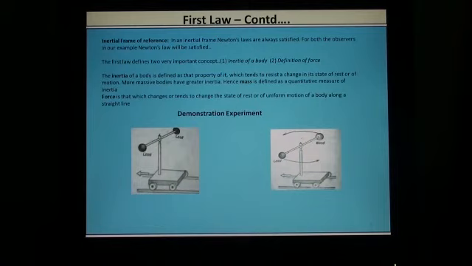Hope you all were able to understand in today's session what Newton's first law is along with inertia. If you have any questions, please feel free to ask me. In the next class we will cover Newton's second law and third law, and subsequently we will try to solve a few problems using these laws.